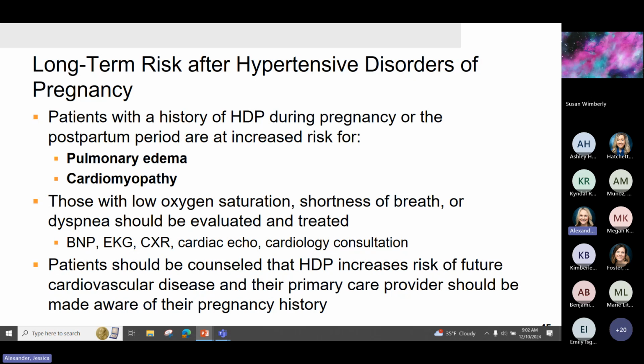Patients should be counseled that hypertensive disorders increase the risk of future cardiovascular disease, and primary care providers should be made aware of their pregnancy history. Studies are ongoing showing that this is very substantial, that patients that have had hypertensive disorders in pregnancies have a significant increased risk of cardiovascular disease later in life.